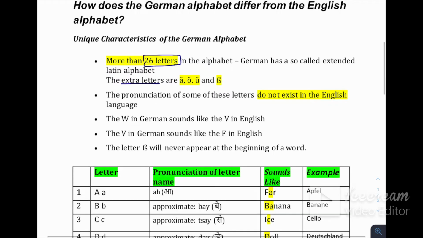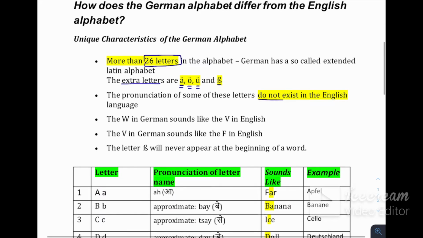That is A umlaut, and so on. This is called umlaut. Clear? A umlaut, and so on. The pronunciation of some of these letters does not exist in the English language.